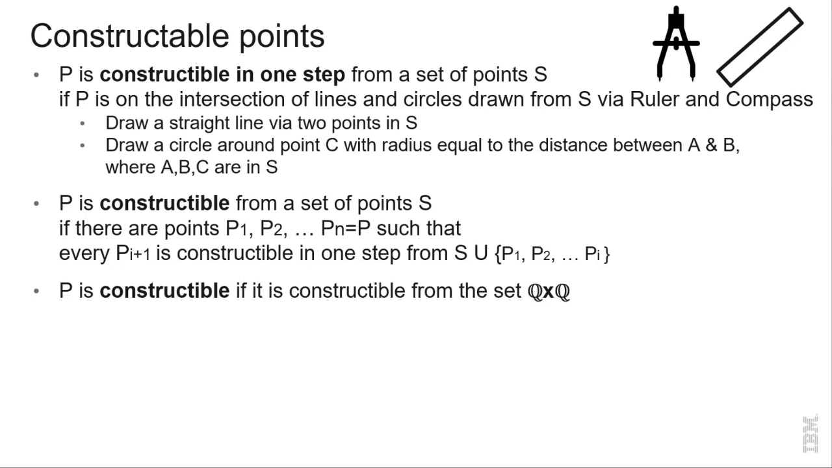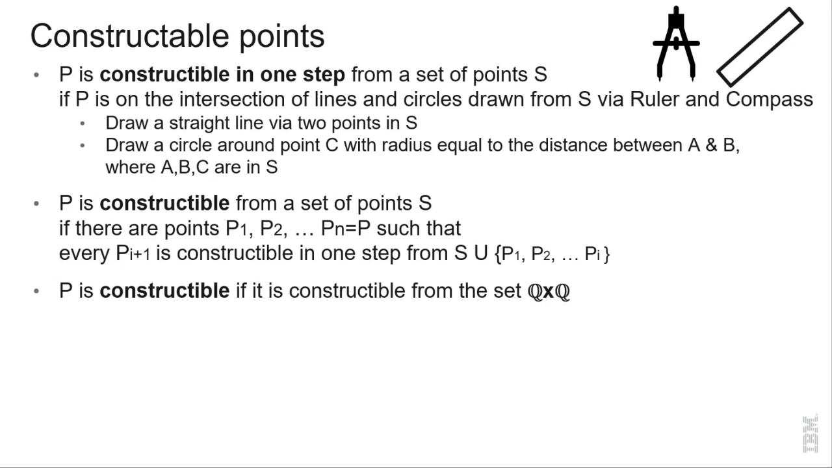The only thing that counts as a step is if you add a single extra point to your set. So while you're doing all these lines and circles, you're not adding any points. But at some point you can stop and take a look at some intersection between lines and circles, and then introduce this new point into your set.